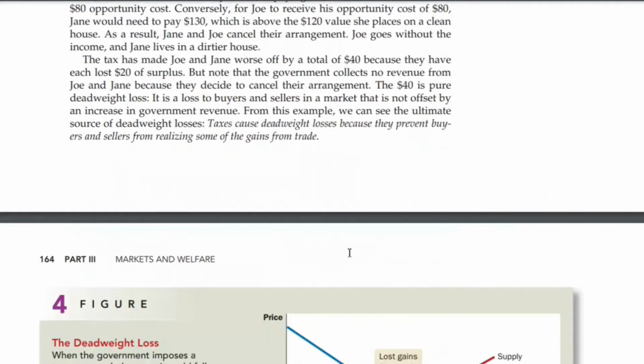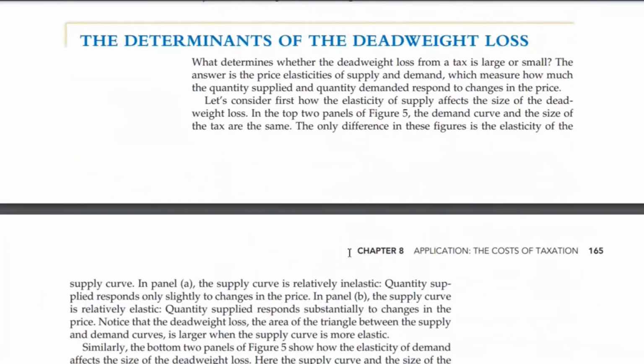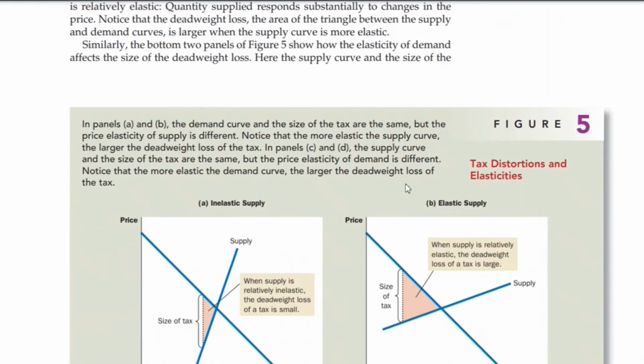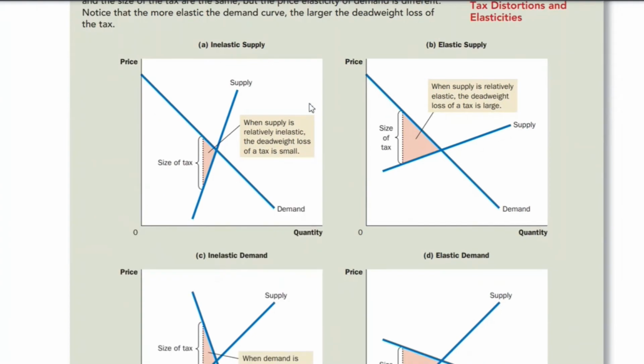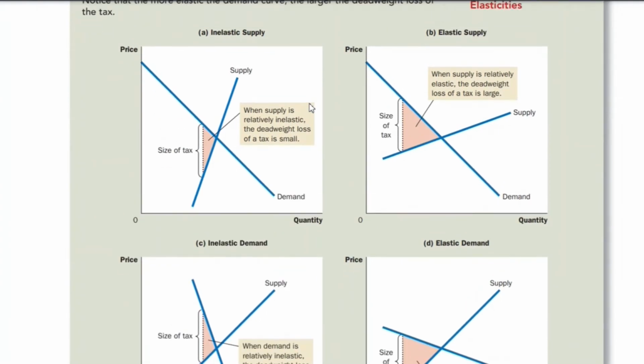Now, let us talk about the next topic, that is the determinants of deadweight loss. There are two major determinants of deadweight loss. Number one, tax distortions and elasticities, and number two, the size of the tax. Let us talk about how tax distortions and elasticities affect deadweight loss. Let us take a look at these diagrams. In panel A, we see that the supply is relatively inelastic. Hence, the deadweight loss is small.